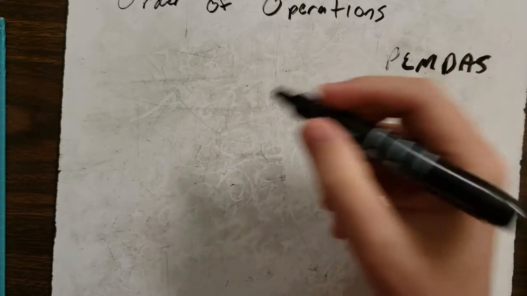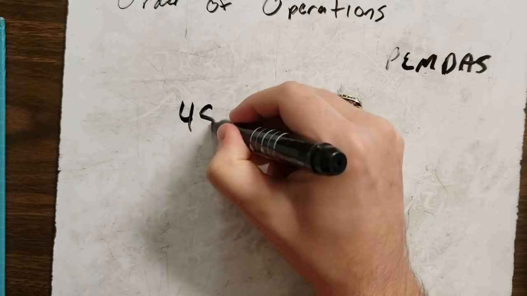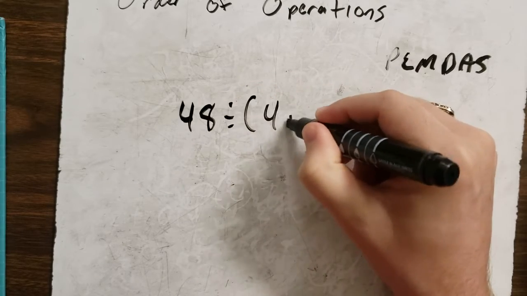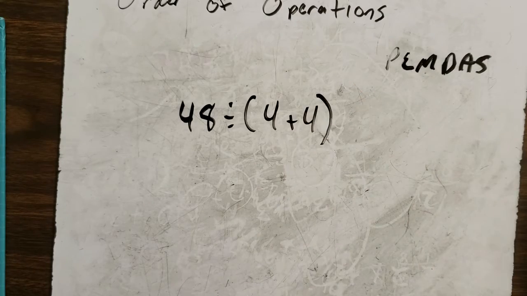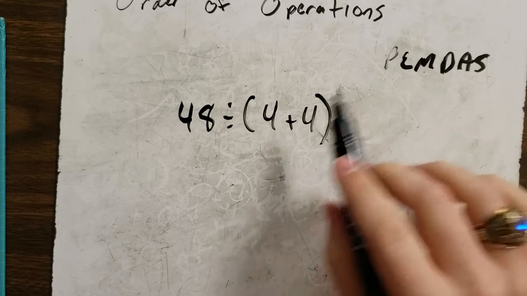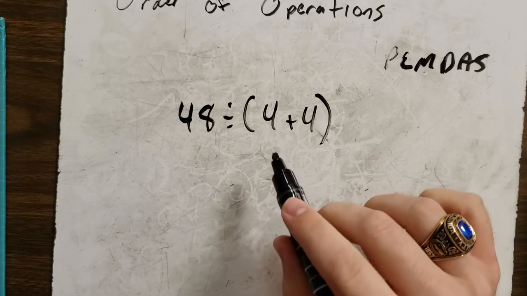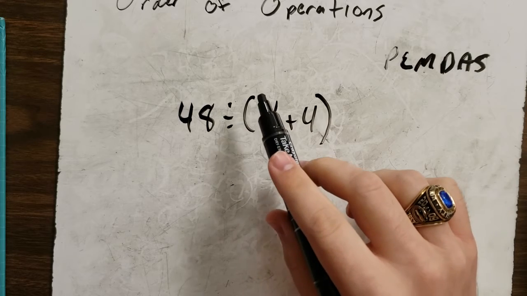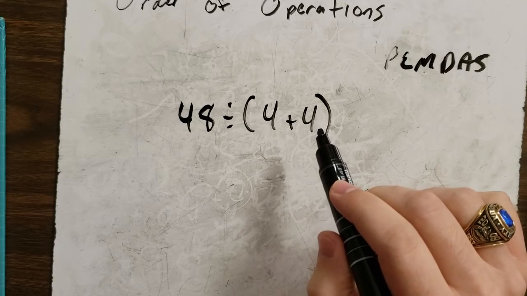Let's get a little more. 48 divided by parentheses 4 plus 4 and close parentheses. So we look. Our first is parentheses, and look, we have that right here. So even though it is addition inside, and we know that comes after multiplication and division, we must do the parentheses first, whatever is inside the parentheses.